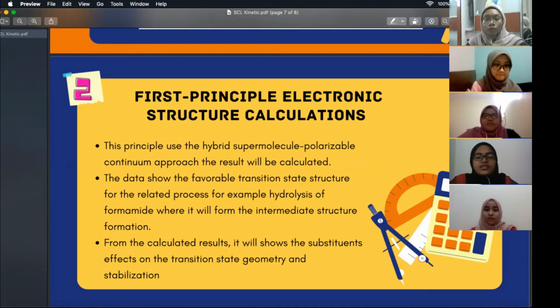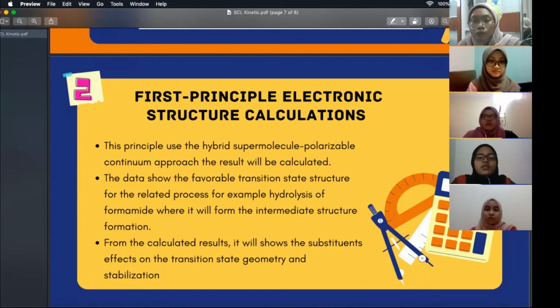So the second technique is the first principle electronic structure calculation. This principle uses the hybrid supermolecule polarizable continuum approach, and the result will be calculated. The data will show the favorable transition state structure for the related process, for example, hydrolysis of formamide, which I will explain later, which forms the intermediate structure. And from the calculated result, it will show the substituent effect on the transition state geometry and stabilization.